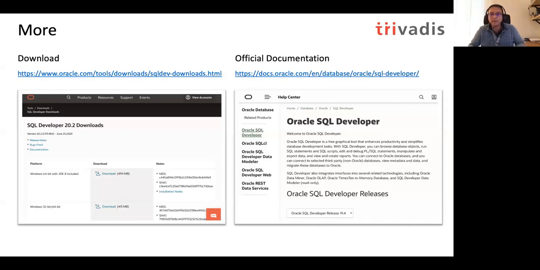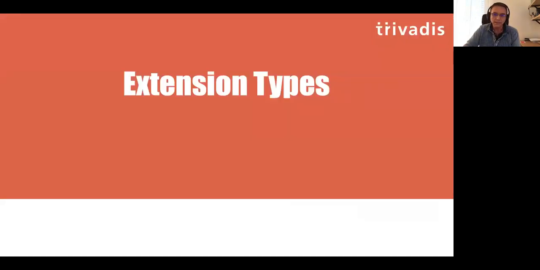And another thing to mention is that there is quite good official documentation. You find that on the website, like the Oracle database documentation, and it's also included in the product itself. On the website you also find a variant to download it as a PDF if you like. So that's it. So what types of extensions do we have in SQL Developer?